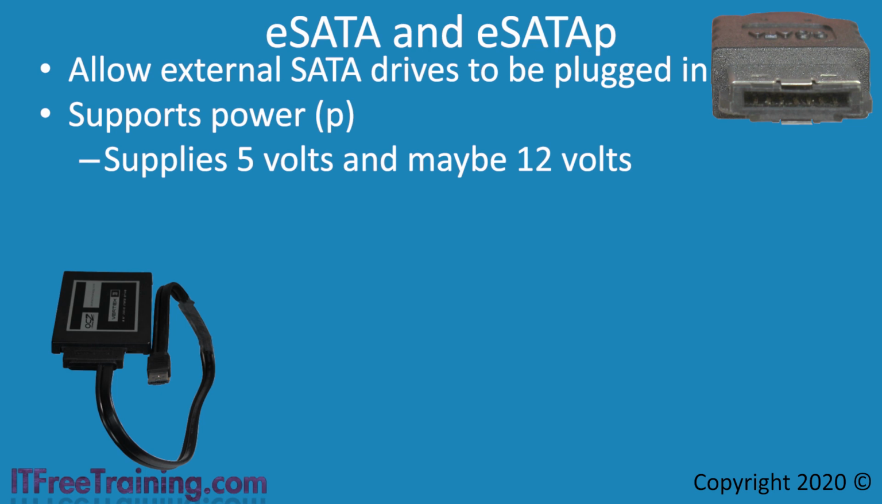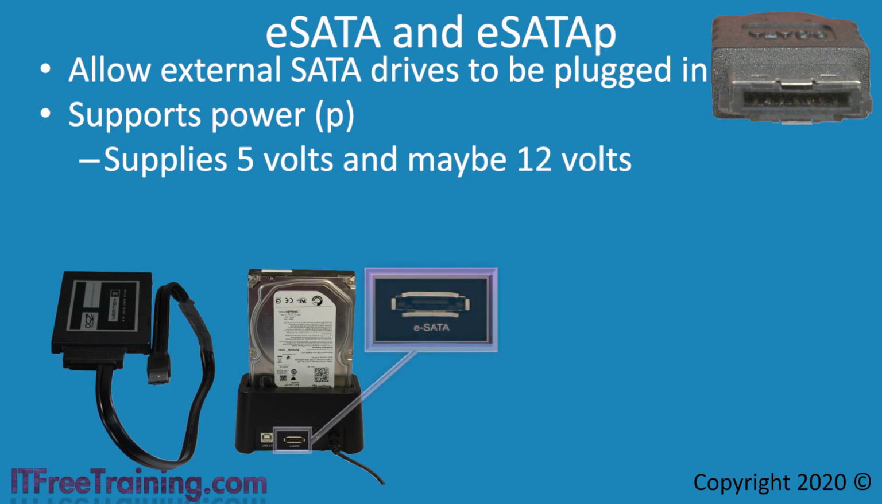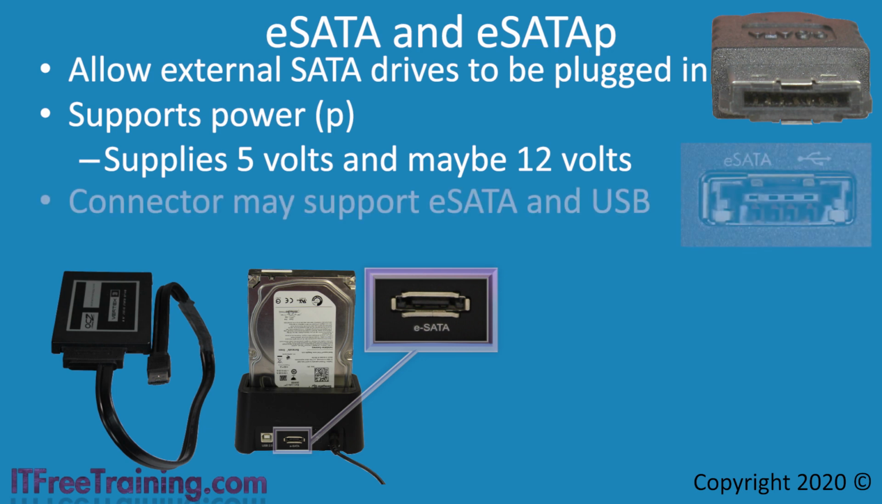For example, a device like a docking station will most likely have an external power supply that can be used to power the storage device. It is just a matter of plugging the eSATA cable into the docking station and making sure the external power supply is plugged in. In some cases, the eSATA connector may also support a USB connection.